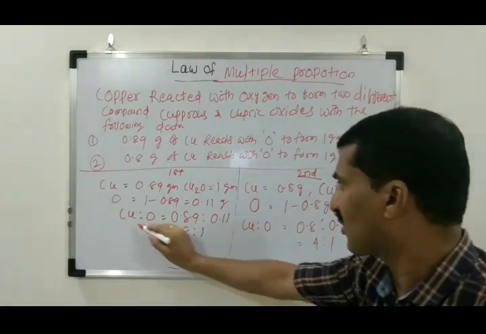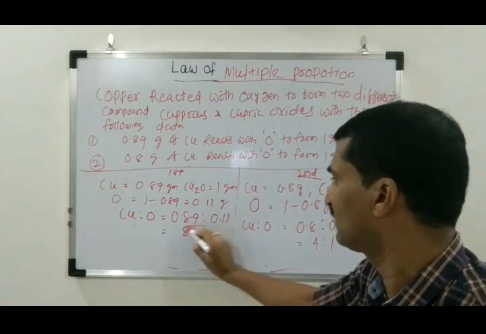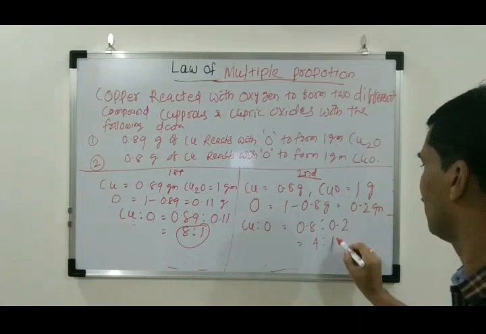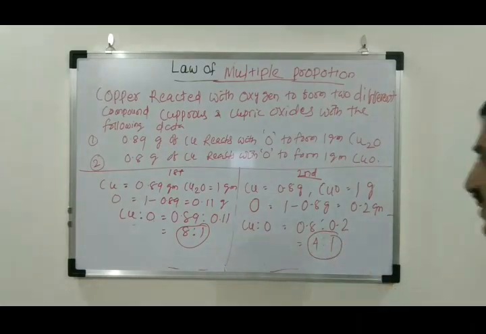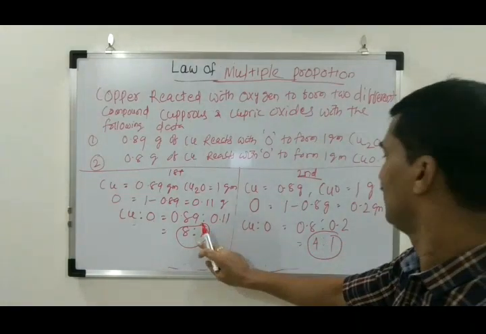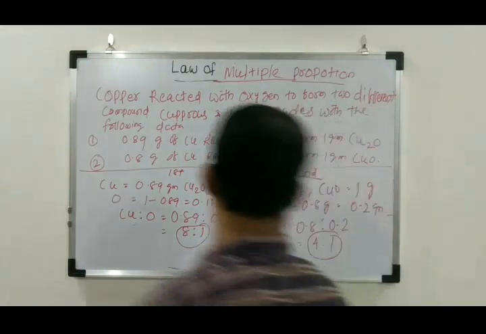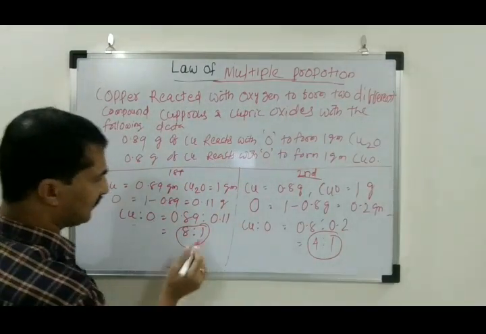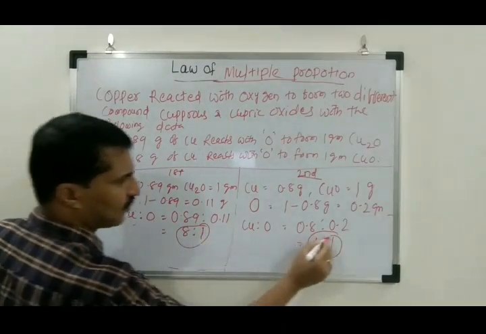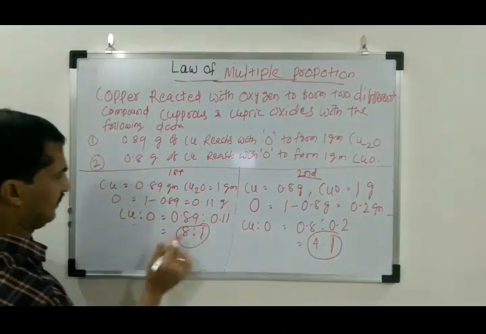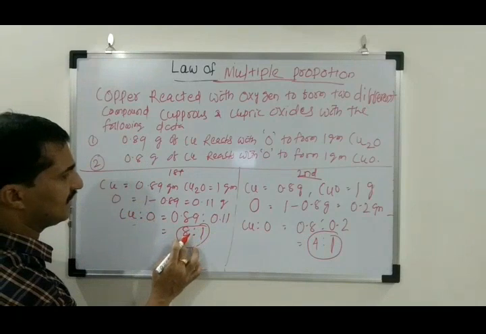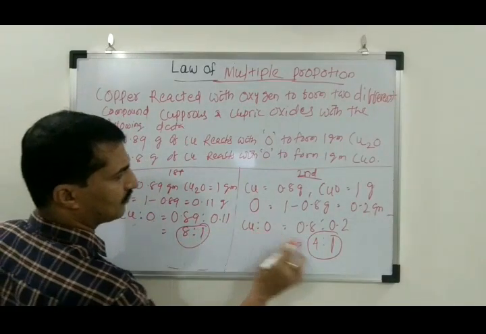Now here we got copper and oxygen ratio is 8:1. Here the copper and oxygen ratio is 4:1. So these two bear a simple ratio. If the oxygen's mass is constant in both cases, see here copper versus oxygen, copper is 8, oxygen is 1. Here copper is 4, oxygen is 1.